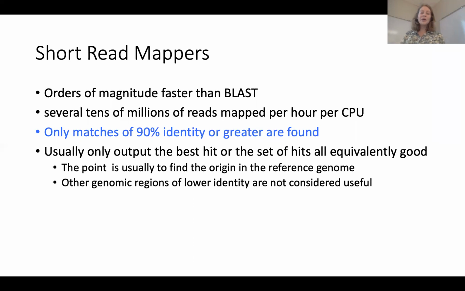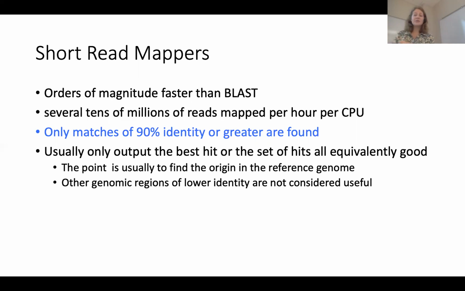So we have peach reads. We're going to be mapping them back to a peach genome. It's a really good fit for a short read mapper because they should be very high percent identity. And the great thing about using a short read mapper is that several tens of millions of reads can be mapped per hour per CPU, which is what we need when you have millions of reads.